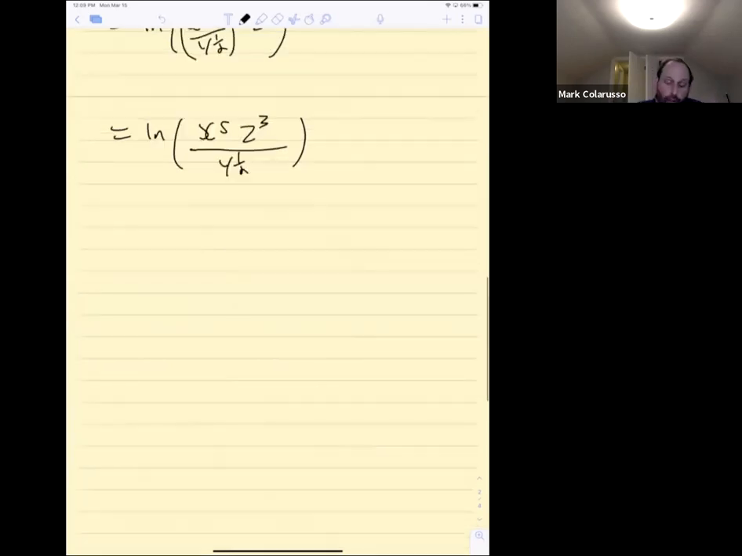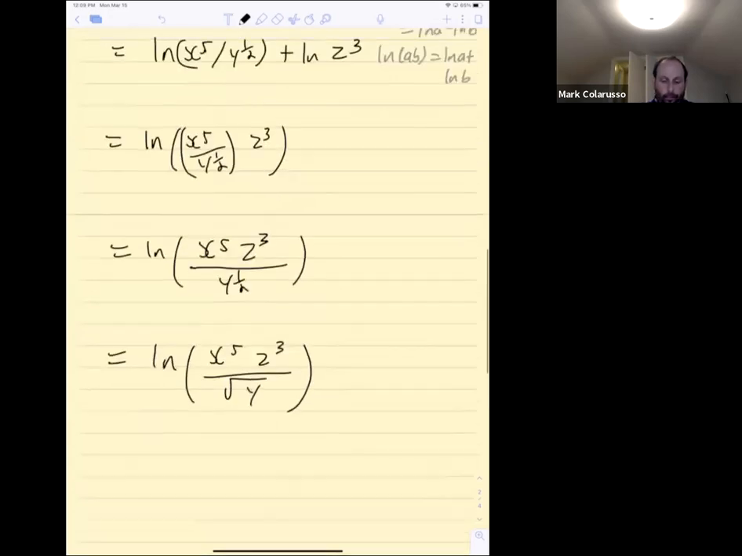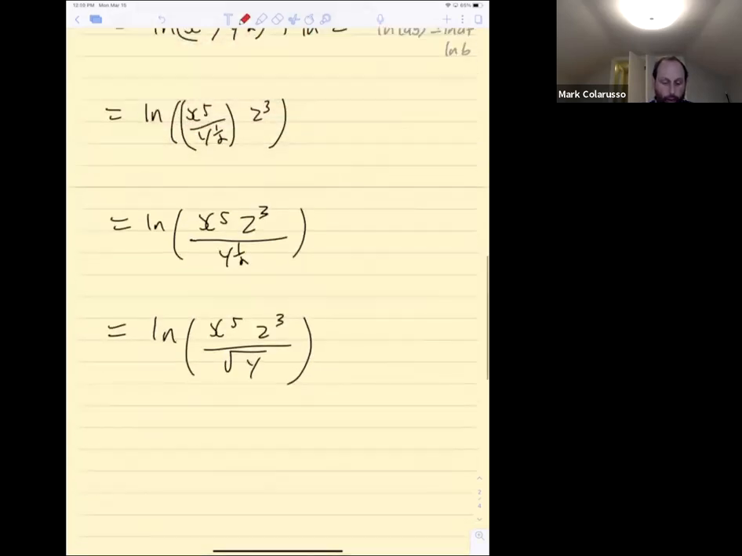And if you want to be really fancy, you can write y to the 1/2 as root y, but it's unnecessary. So ln of x to the 5th z cubed over root y. And that's it, writing as a single logarithm. So that's kind of a fun problem.